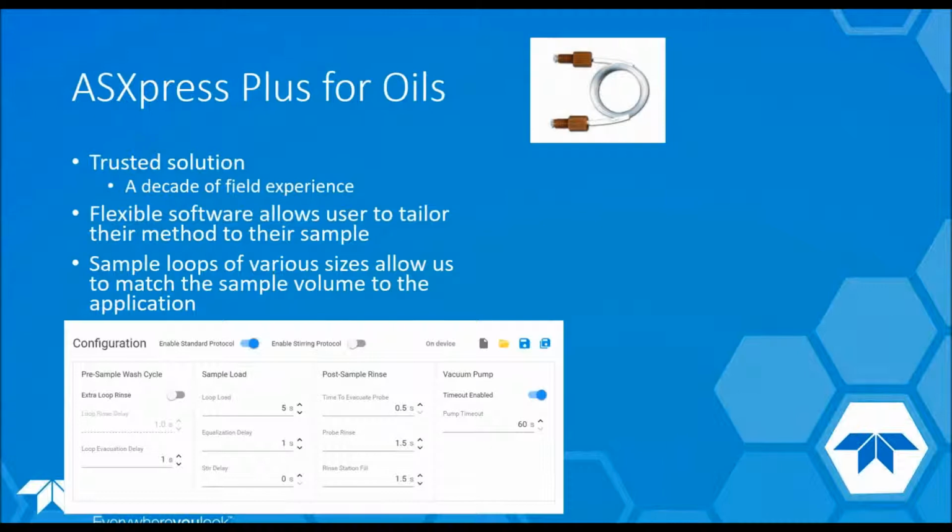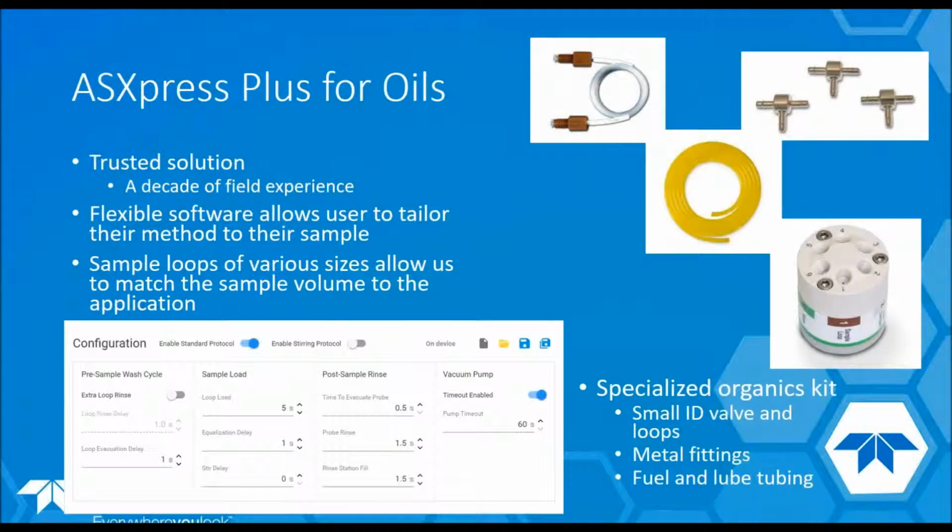Some of the other things that we've done: you can see this sample loop is actually made up of smaller ID tubing than we use on our aqueous systems. We found that for organics, using a smaller ID valve and smaller ID loops allowed us to work better with solutions that were diluted in kerosene or hexane. We didn't get as much cavitation as we would using a larger ID. In addition, we use metal fittings, which hold up better in these sorts of solvents over time. And we use fuel and lube Tygon tubing or Superthane tubing to work with organics and, again, provide longevity to your system, because you don't want Tygon that's going to swell and cause problems.